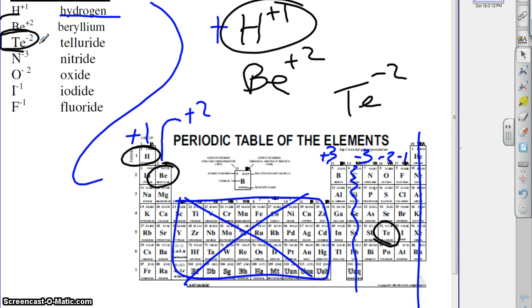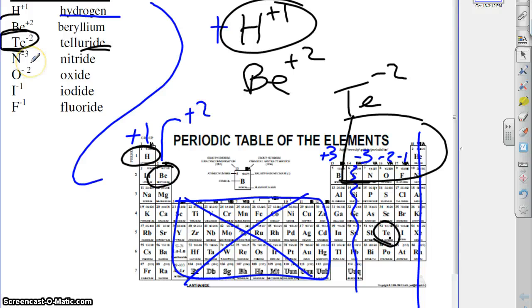Now if you see Te -2 and you have to come up with the name, remember, anything over here that is negative, you're going to have to change that ending to IDE. If it has only one symbol in it and it's negative, it's going to change its ending to IDE. So we don't write tellurium, we write telluride.